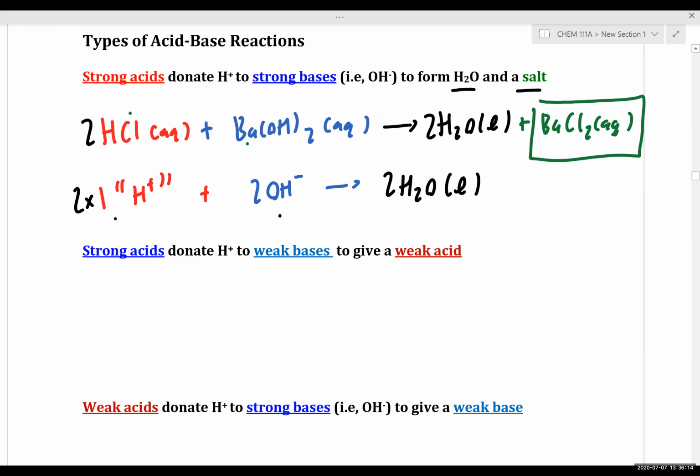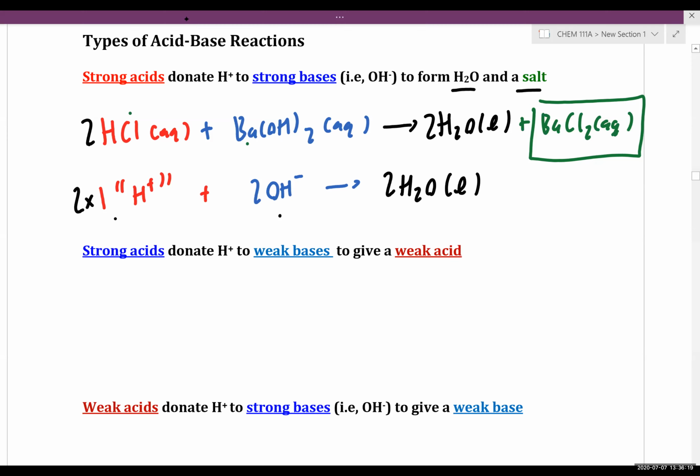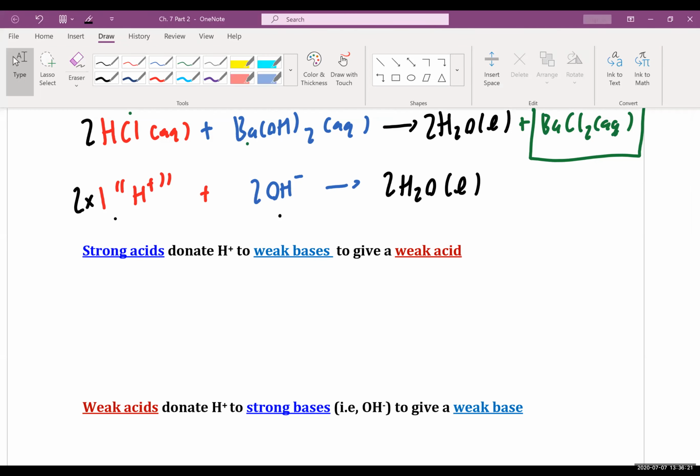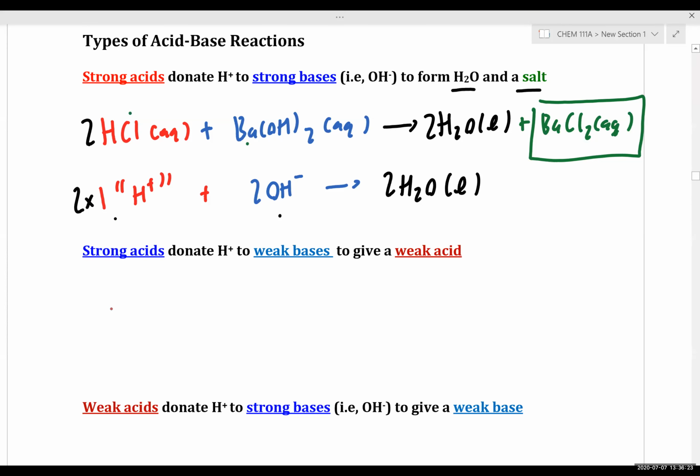Okay, let's look at the next example. So strong acids will donate H+. So what's another example of a strong acid besides hydrochloric? What's an example of a strong acid besides hydrochloric?